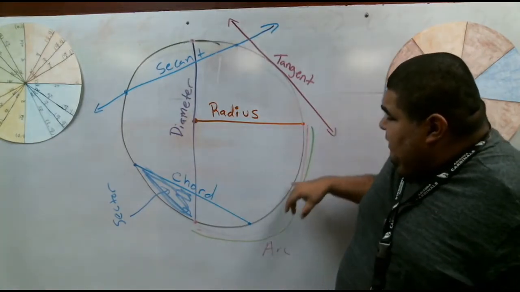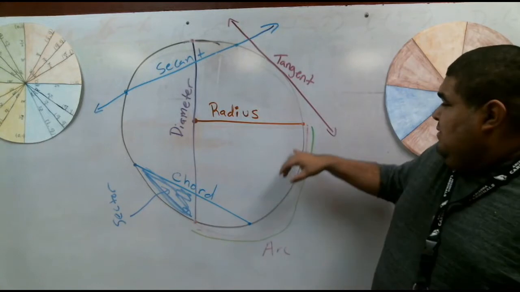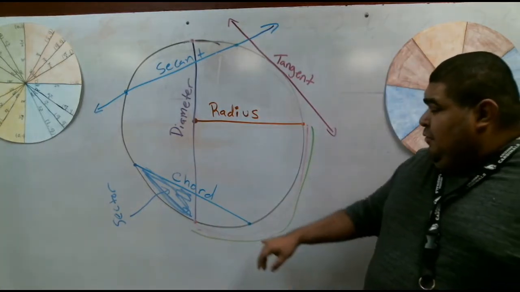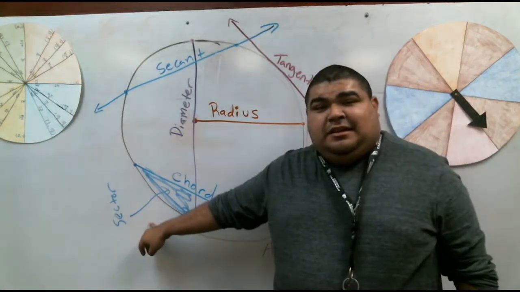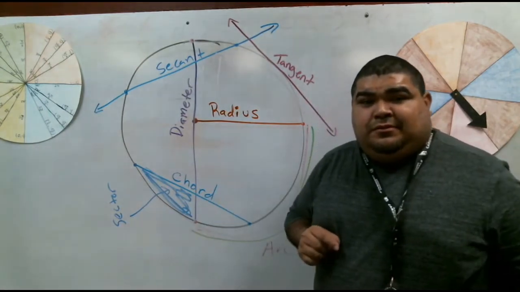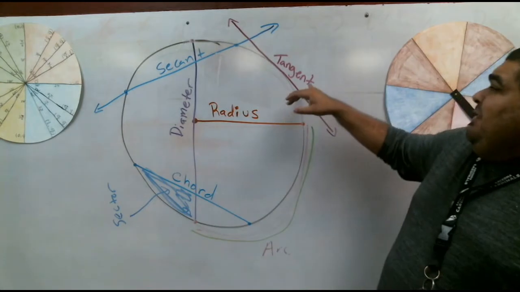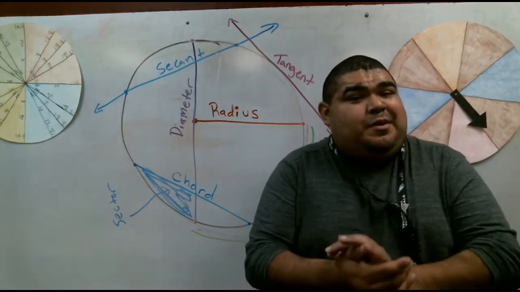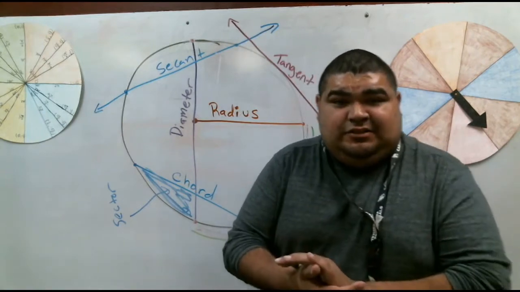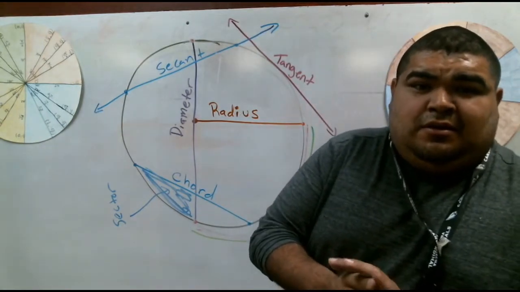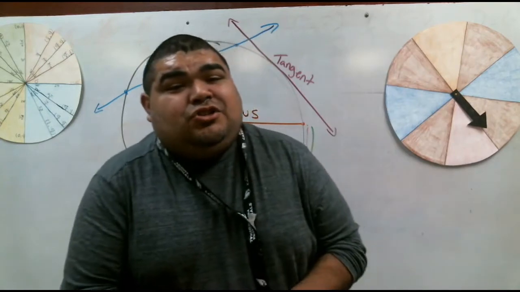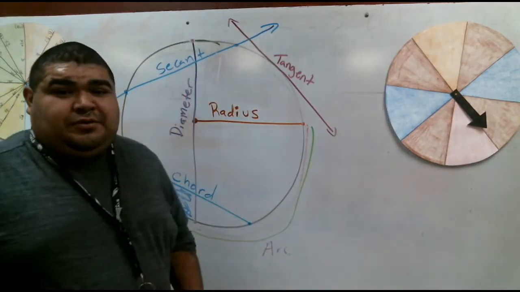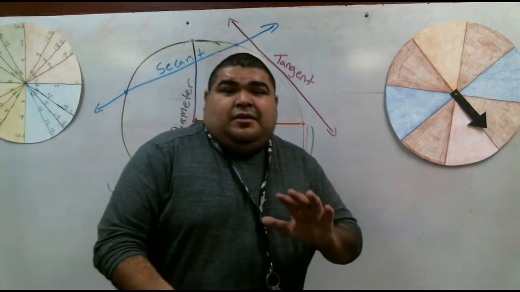If we're looking for a little piece of the outside, it's called an arc. If we're looking for a shaded part on the inside, it's called a sector. If a line passes through the outside and doesn't go in, remember, it's called a tangent. All right, so make sure you submit a picture of your notes.